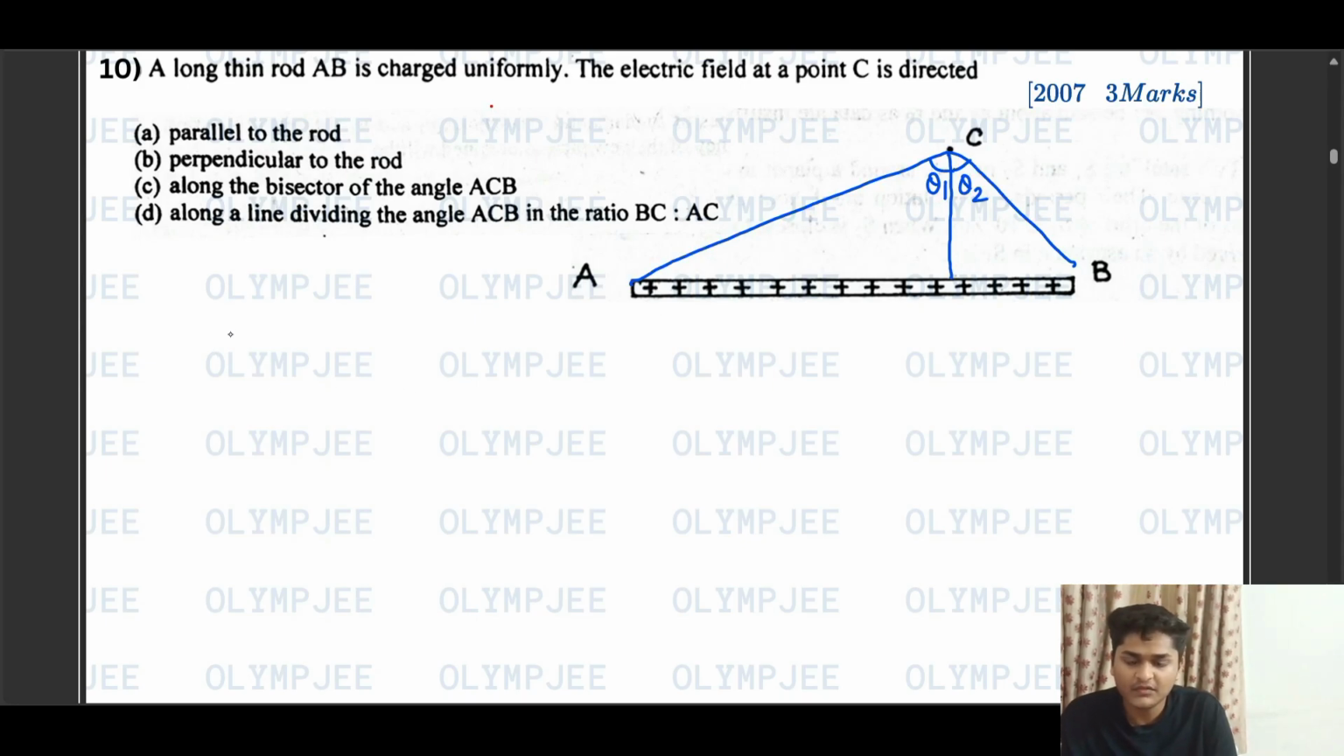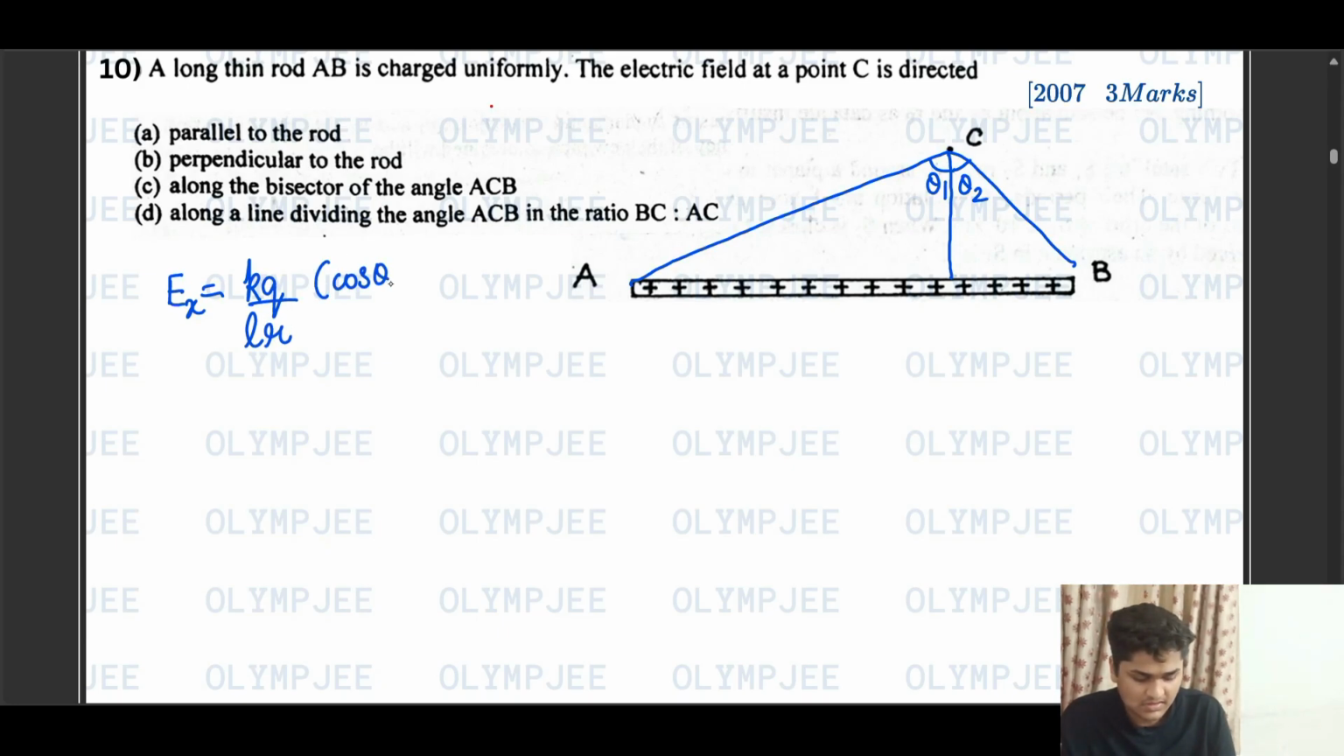So we know that the x component of the field is given by kq by lr multiplied by cos theta 2 minus cos theta 1, and Ey is given by kq by lr times sin theta 1 plus sin theta 2, right?